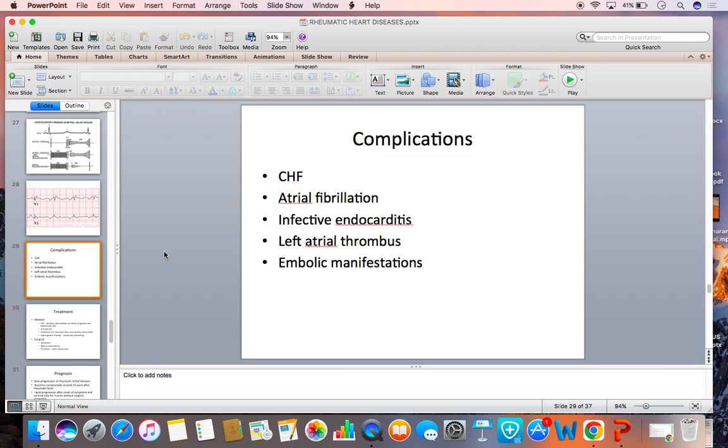So, if left untreated, what are the complications you encounter? The patient may go into congestive heart failure. Atrial fibrillation is a serious complication which may lead to atrial thrombosis and other thromboembolic complications. Infective endocarditis, left atrial thrombus leading on to thromboembolic phenomena. These are the things that can happen if the patient is left untreated.